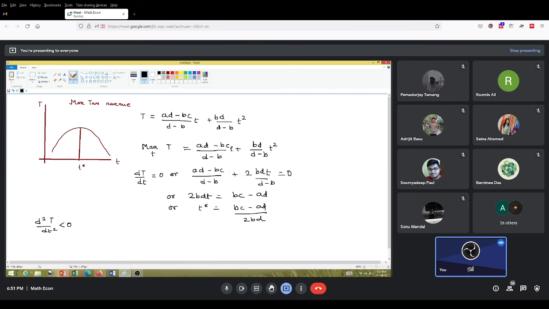Now we have to take the second derivative. So d square T by dt square is equal to 2b. All this part is constant, it will disappear, and this will be d minus b. Okay, 2 is positive, b is negative, d is positive. Meanwhile over here, this is also positive. So that means it becomes negative. So the second order condition is satisfied.